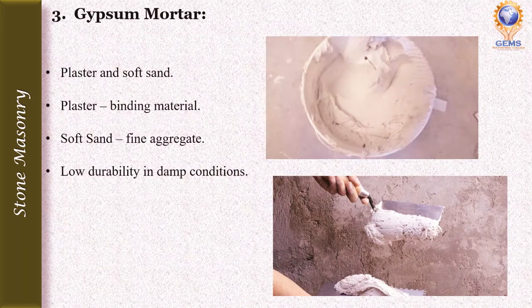The third one is gypsum mortar. This gypsum mortar consists of plaster and soft sand. The plaster is used as a binding material, and soft sand is used as a fine aggregate.